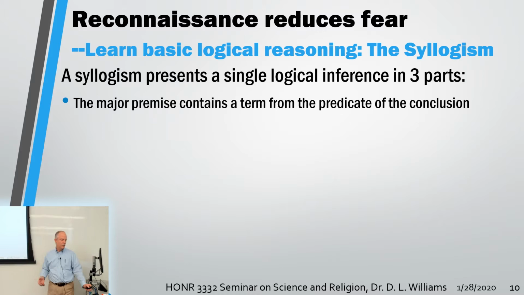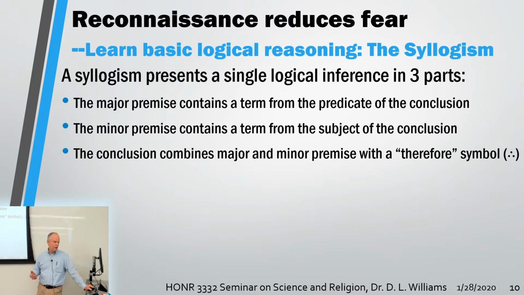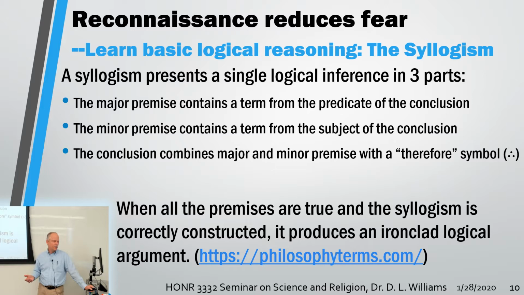The minor premise contains a term from the subject of the conclusion. So you have two parts of your conclusion, the subject and the predicate, and you're going to have two statements that have evidence in them, or things that are, in philosophical terms, obvious to the clear thinker with right faculties. Okay, and so here's probably the most famous syllogism, going back to Socrates, Plato, and Aristotle. But when all of these premises are true and the syllogism is properly constructed, it produces an ironclad argument.